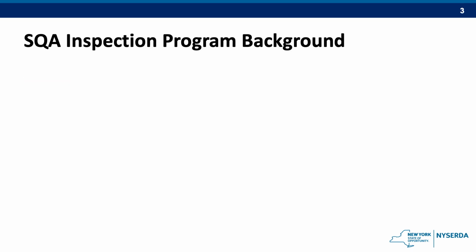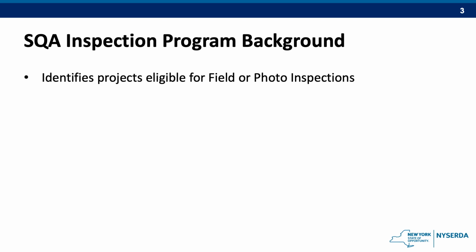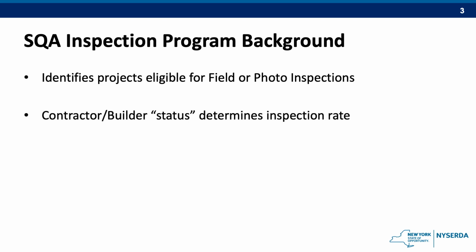The Standards and Quality Assurance (SQA) module allows NYSERDA and contracted quality service providers to identify projects that are eligible for field or photo inspections. NYSERDA conducts a minimum of 3 field or photo inspections for new participating contractors and builders. Passing these first 3 inspections updates the contractor-builder status to full, meaning future inspections are scheduled from a random sampling of projects to verify that program and technical requirements have been met. Contractors or builders with a probationary or suspended status may have up to 100% of their projects inspected.